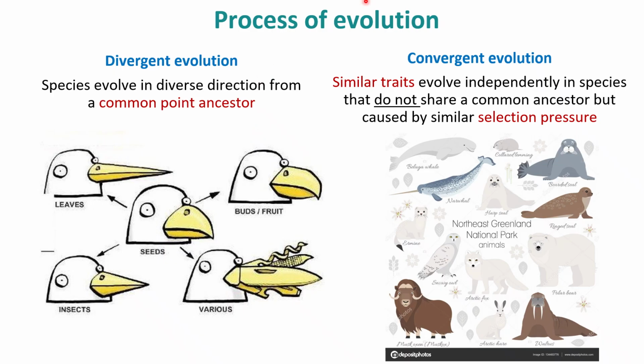Convergent evolution is the opposite, right? In convergent evolution, we have similar traits that evolve independently in species, and they do not share a common ancestor. But if they face similar selective pressure, they're likely to end up having similar traits. So from various points, but they come together. That's convergent evolution. So divergent, going apart, convergent, coming together.